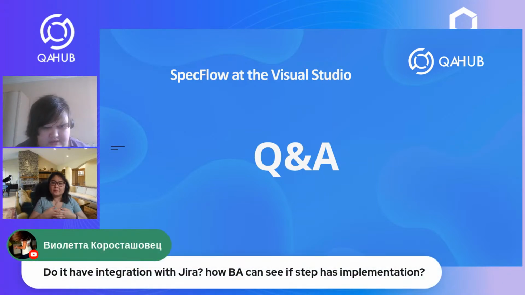Does it have integration with Jira? How can we see if a step has an implementation? I don't have such experience, so I cannot tell you about it. I didn't face it myself, but I suppose from some point of view maybe, but I'm not sure about it, so I cannot say yes. Hooks support annotations such as before, after.